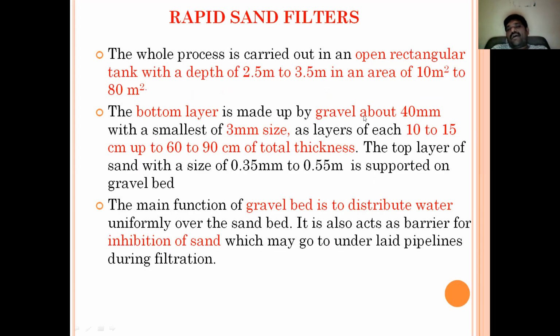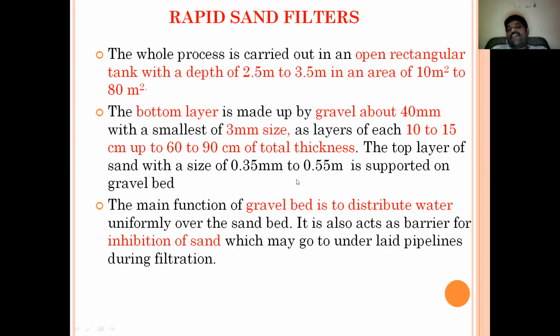The bottom layer is made up of gravel. What is the size? The largest granule is 40 mm and the smallest is 3 mm, and the whole gravel bed is made up of different layers, each layer about 10 to 15 centimeters, up to 60 to 90 centimeters of total thickness. The top of the bed consists of sand granules whose size is 0.35 mm to 0.5 mm, supported on the gravel bed.